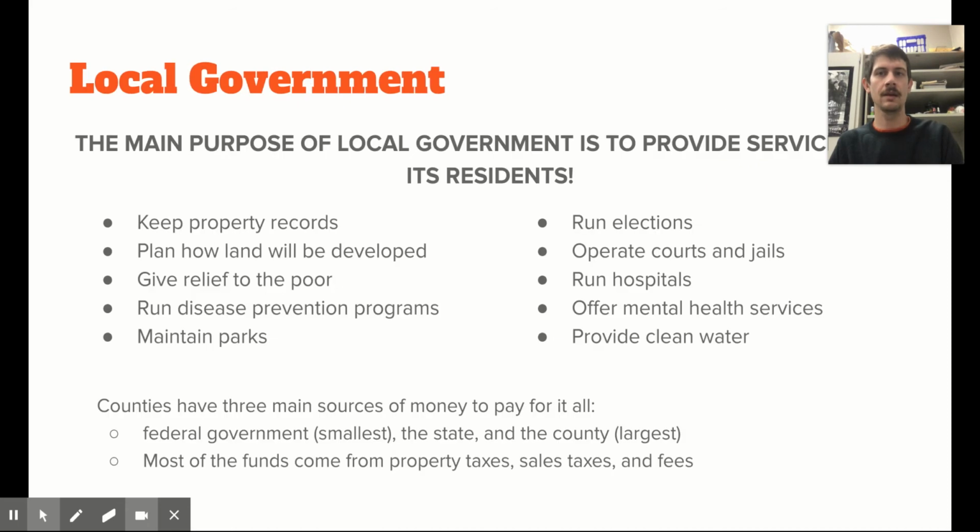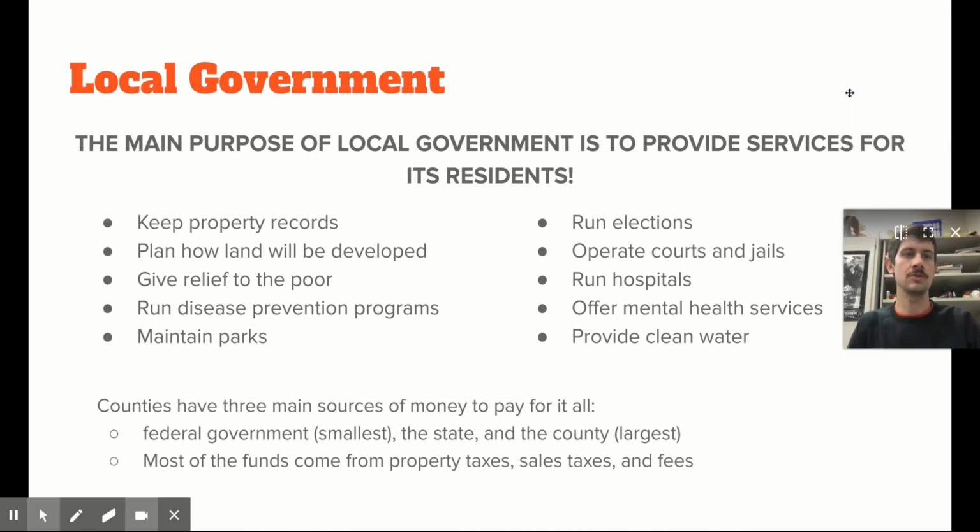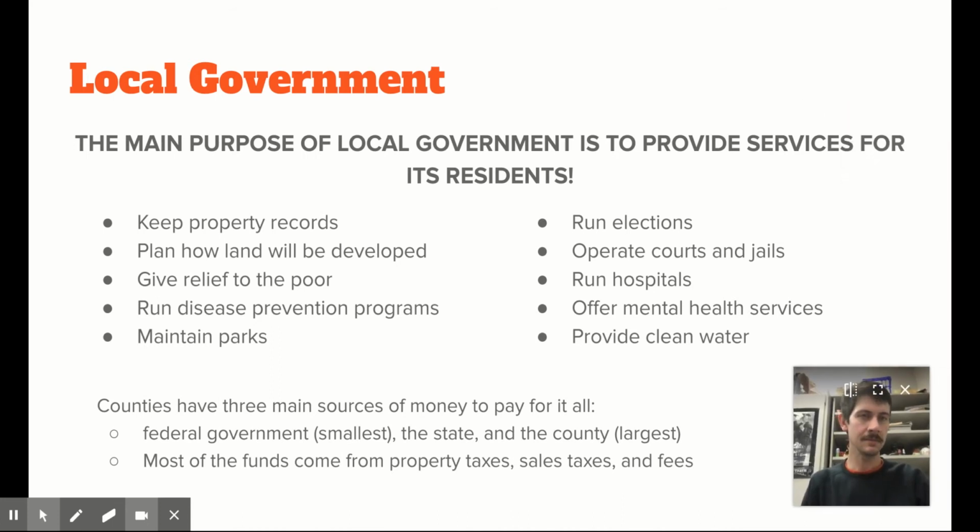So federal government, state government, we're going to start talking about local government. In local government, we're going to first be talking about county governments. And county governments from there will go down into city and township, tribal governments. The main purpose of local government is to provide services for its residents.